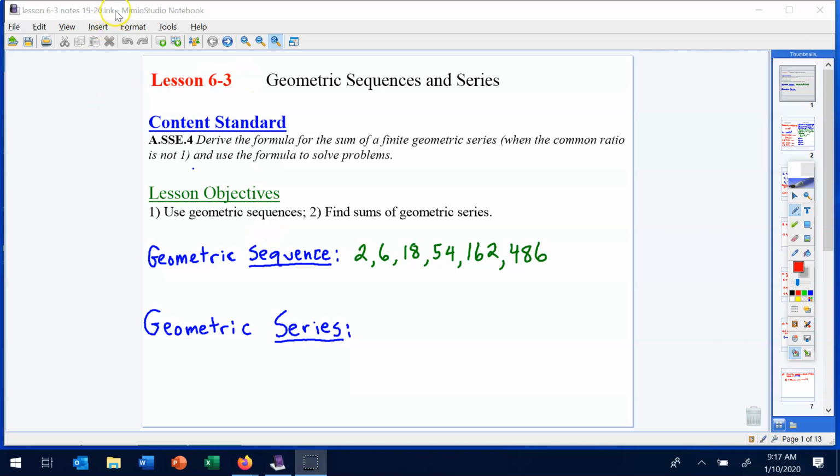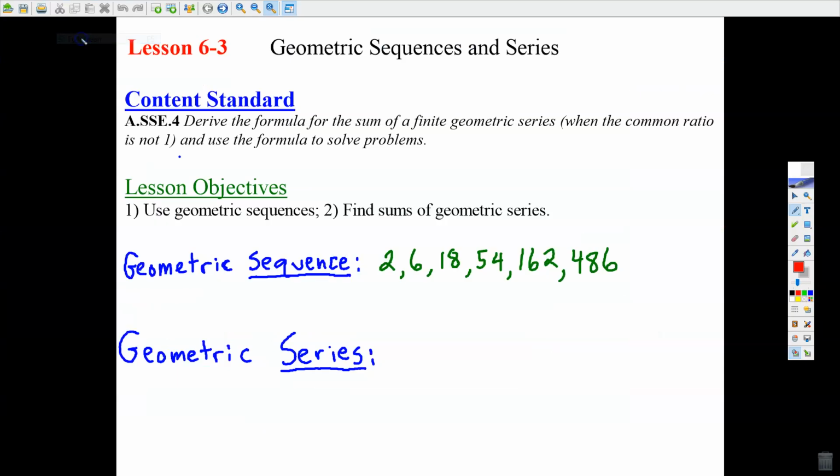We are now in lesson 6.3, and you can see our title today is Geometric Sequences and Series. So what is a geometric sequence? I've given you an example here. A geometric sequence is a list of numbers, and we call these numbers terms. A list of terms that follow a specific pattern.